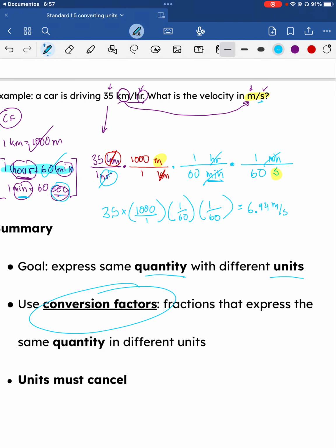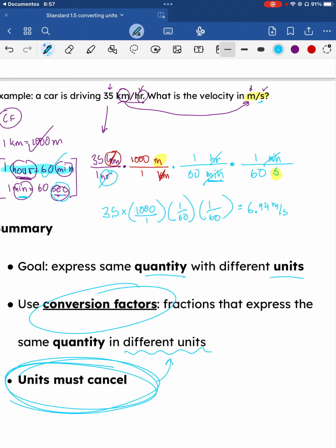So to summarize, we're trying to express the same quantity with different units. We use these conversion factors, which are fractions that express the same quantity, but in different units. And the whole goal is to get the units to cancel by multiplying by conversion factors, which mathematically is just multiplying by 1.